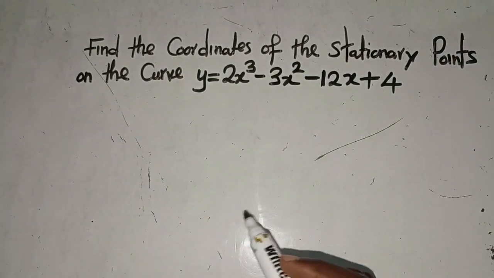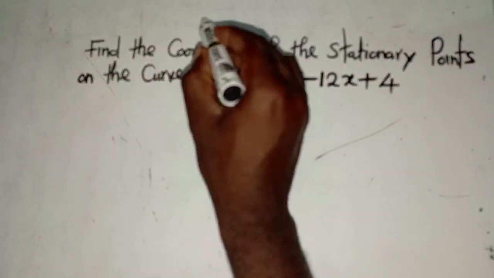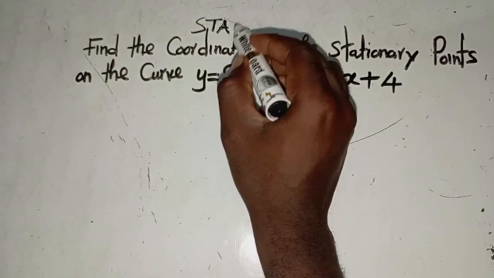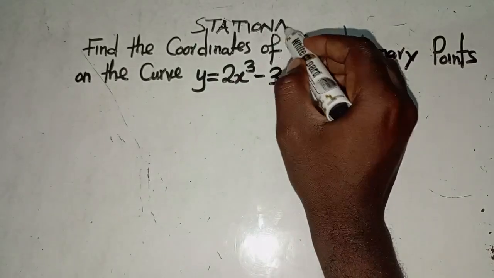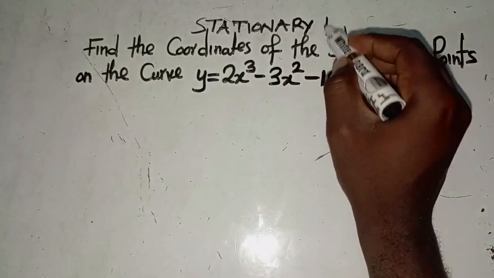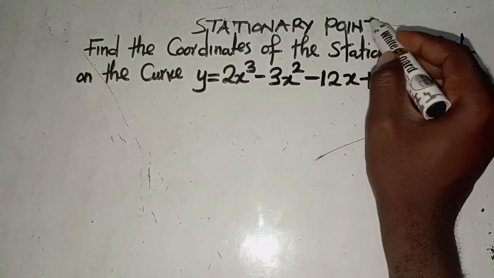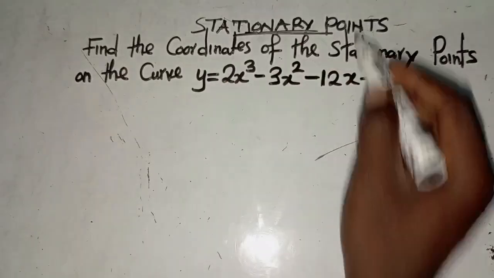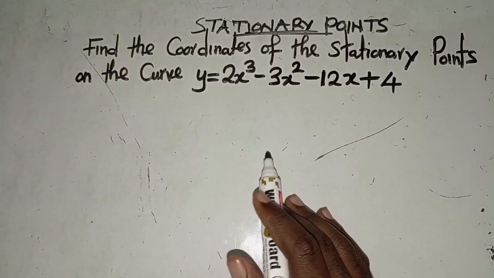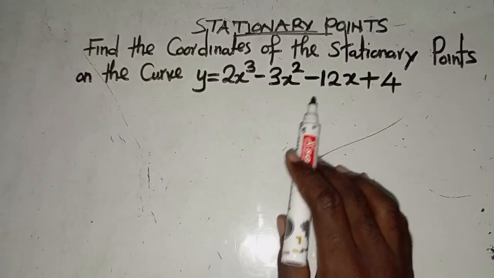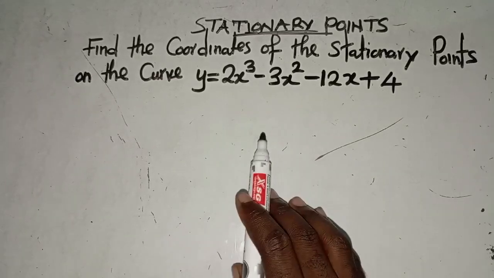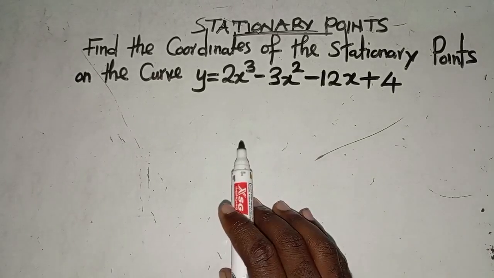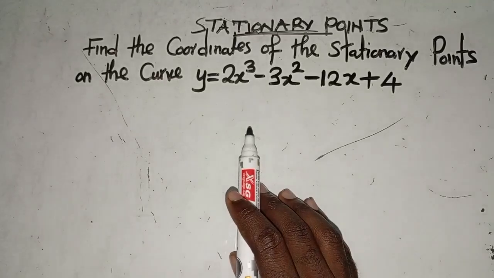In that we are going to look at this particular topic that is called what? Stationary points. So this is what we are looking at. Stationary points. This is a subtopic that I want us to look at. So how then do you get to find the stationary points on a curve? No one should say, me, I don't know these parts.